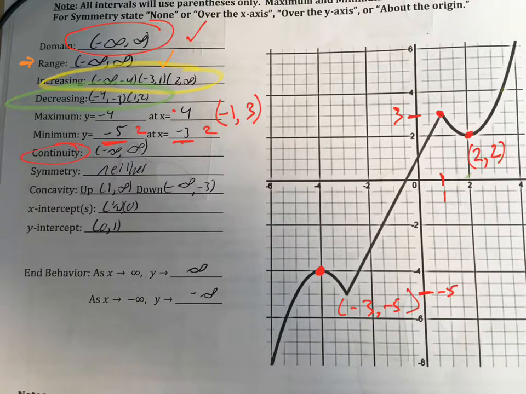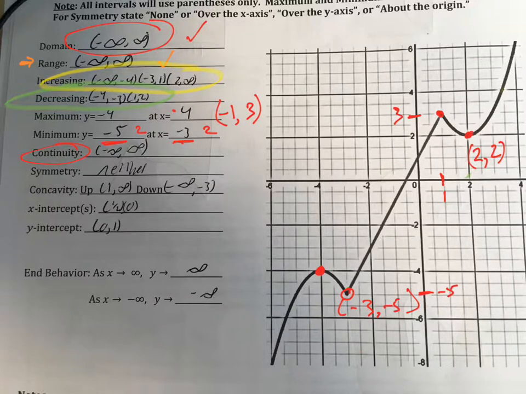Continuity, that just means do you ever have to pick up your pencil when you're drawing it? And if you don't, then it's continuous. If there's like a hole somewhere or an asymptote somewhere, and if you had to pick up your pencil to draw it, then it would not be continuous.